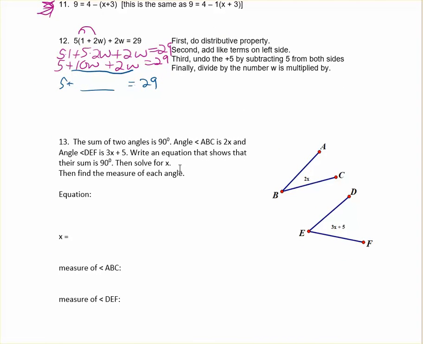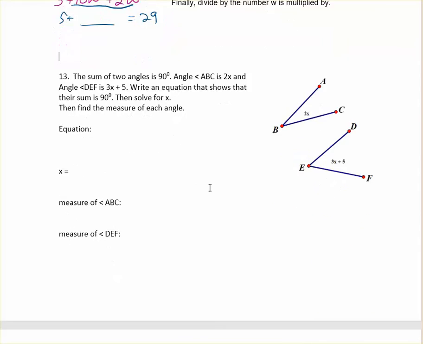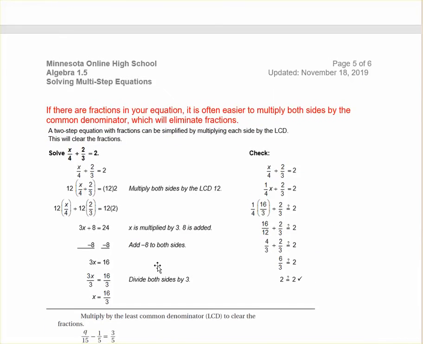In number 13, this is just an application problem. It says that the sum of two angles is 90. Angle ABC is 2x and angle DEF is 3x plus 1. Write an equation that shows that their sum is 90, then solve for x. And there's another video in your folder that I go over how to do a problem like this. And then I also discuss these last problems.